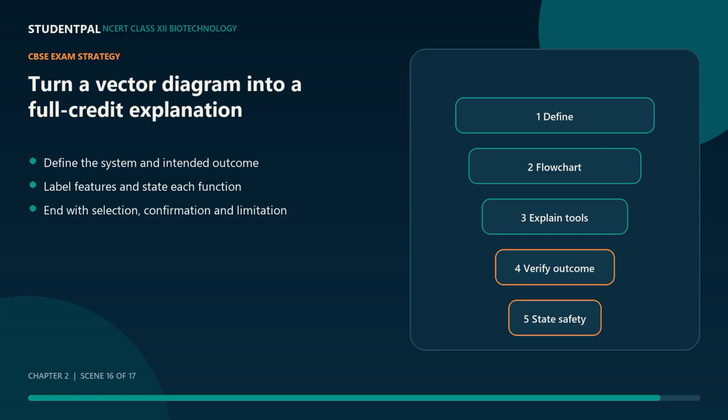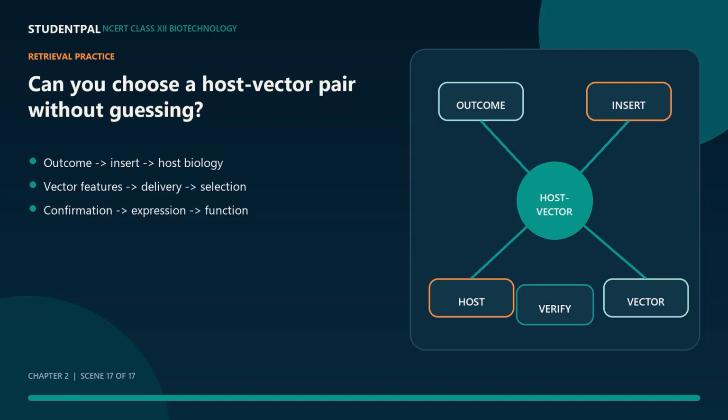Avoid 3 common errors: choosing a host only because it grows quickly, treating a selectable marker as proof of the insert, and listing vector names without connecting them to size, host, and purpose. Finish with the validation required for the claim. Close your notes and rebuild the chapter as a decision chain. Begin with the intended outcome: DNA propagation, a library, a protein, or a stable trait.